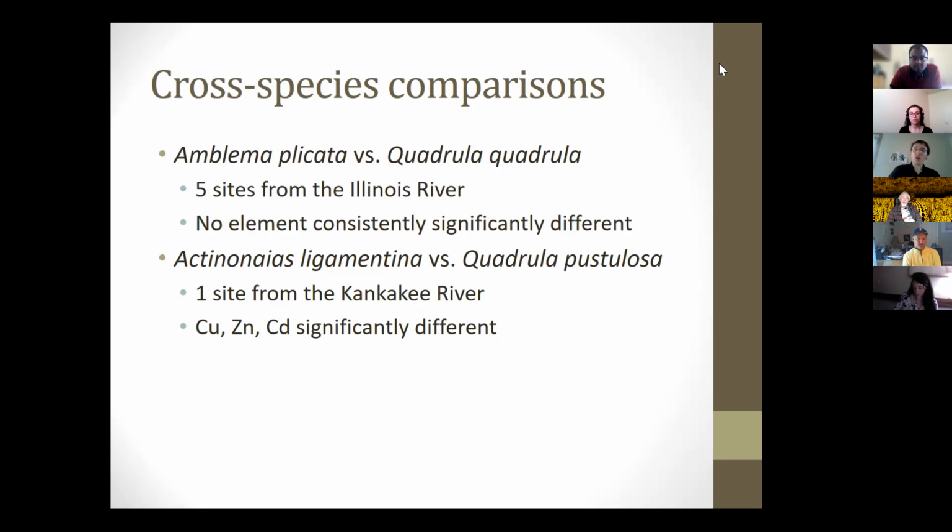There is a caveat on that upper watershed data, in that we had to make use of, I think, 3 different species, just because of trying to get the archival and the modern species to match up. And we did find at one site from the Kankakee River, we collected both muckets, Actinonaias ligamentina, and warty backs, Quadrula pustulosa, and we found 3 elements, copper, zinc, and cadmium, were significantly different.